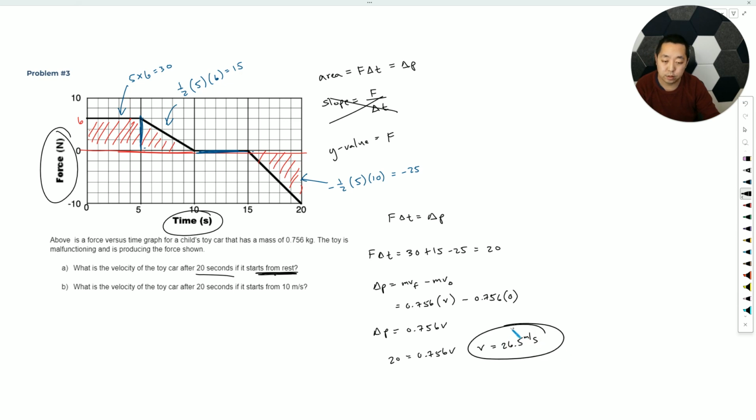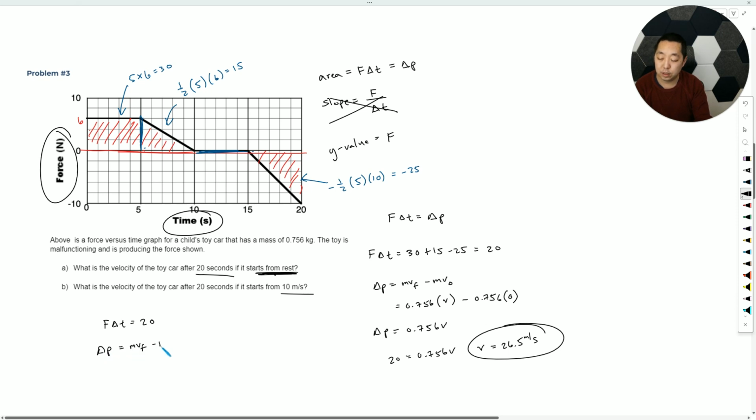What's the velocity of the toy car 20 seconds after if it starts from 10 meters per second? Okay, so now the impulse is still the same, 20, it's the same graph. However, the change in momentum is a little bit different, because now it's 0.756 times the final velocity minus 0.756 times 10.